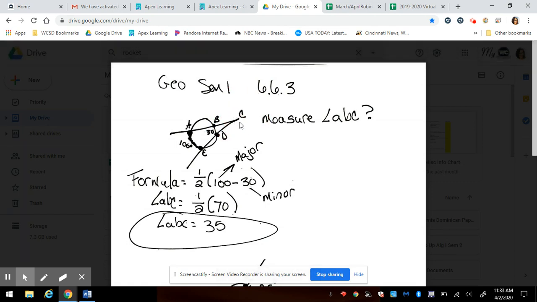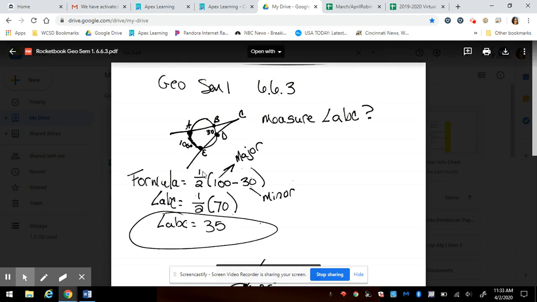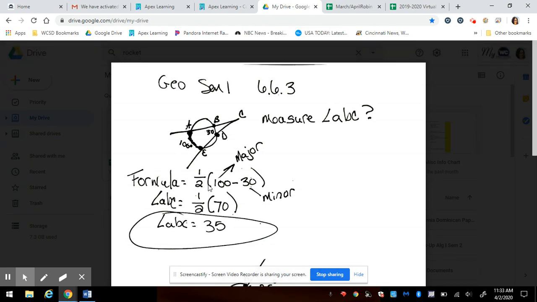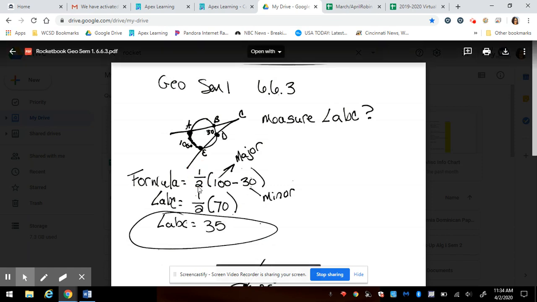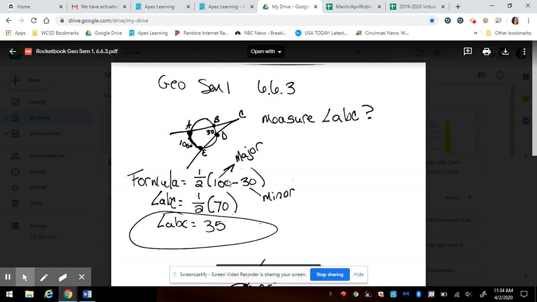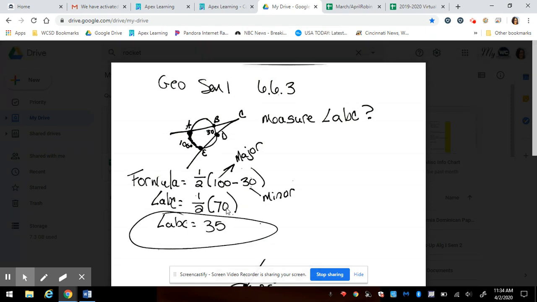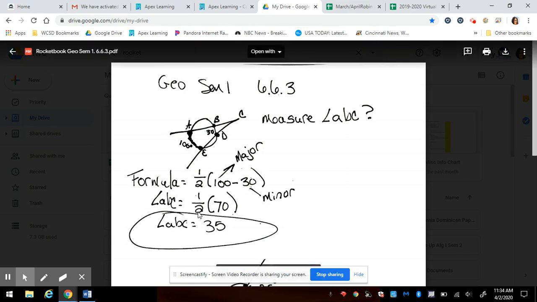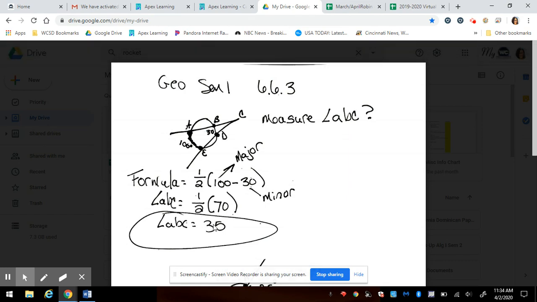So if it asks you to find the angle, the formula is 1/2 times the difference of the major arc minus the minor arc. In our example here, this is going to be 1/2 times the difference, which means subtraction, 100 minus 30. Well, 100 minus 30 is 70. So 1/2 times 70 gives us 35.